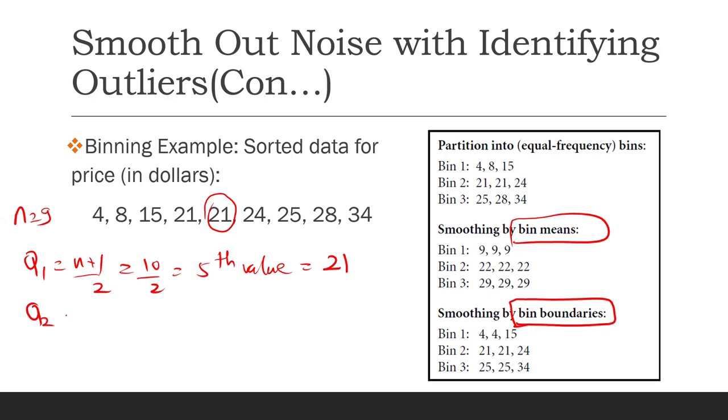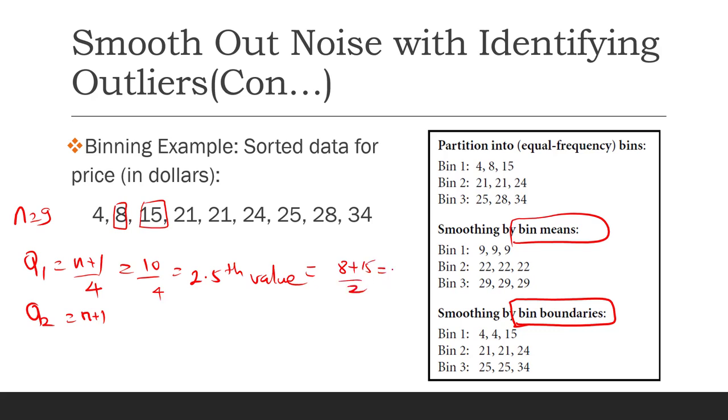What about Q1? Q1 means the first quarter, (n plus 1) divided by 4, so 10 divided by 4 is the 2.5th value. This is the second value, this is the third value. So the 2.5th means the sum of 8 plus 15 divided by 2, so 23 divided by 2, 11.5 is the Q1. So you can find out Q1 as 11.5, right?